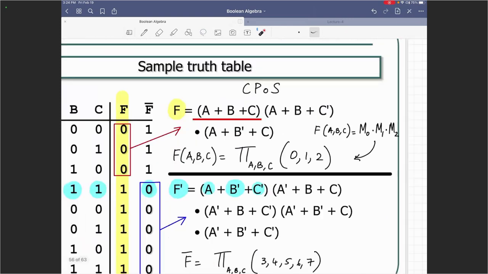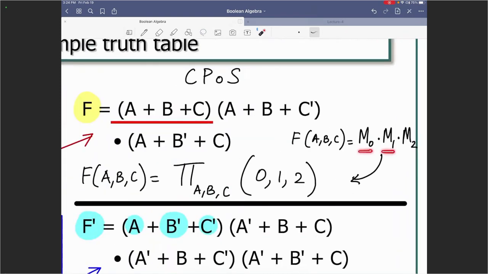Right, so you see, we did M0 and M1 and M2, right? That's why we had a product. Earlier, we were doing minterm 0 plus minterm 1 plus minterm 2. So now that was the summation.